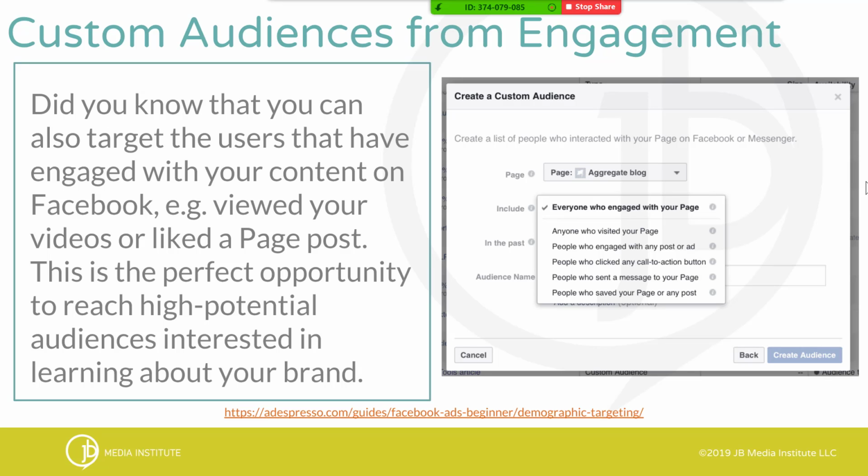So people who've engaged with posts or ads, people who've clicked your call to action button, people who sent a message to you through Facebook Messenger on your page, and people who saved your page or a post. Those, I think, are really interesting things to consider for targeting, because sometimes we don't think about all of these different ways people connect. Sometimes we think just about those likes or those hearts, or maybe comments, but I feel if someone has clicked your call to action button, depending on what your call to action button is, you can definitely come back to them and try to say, let's follow up with something else.